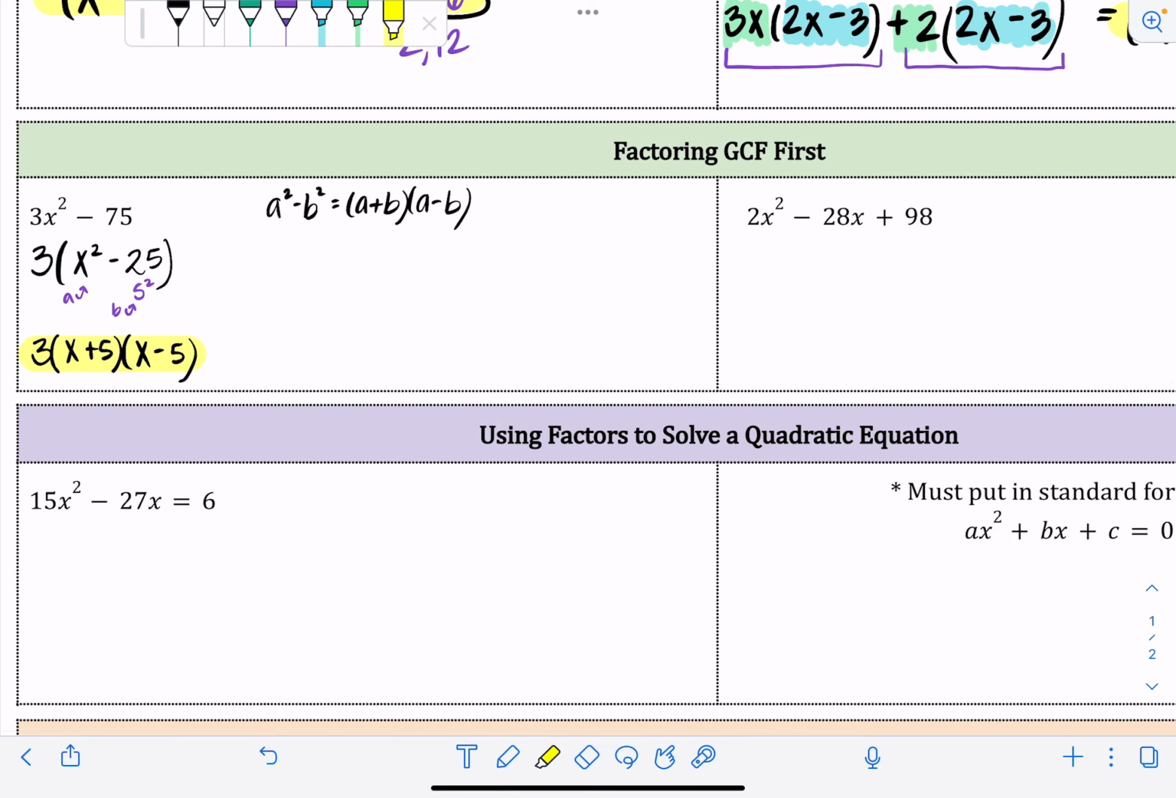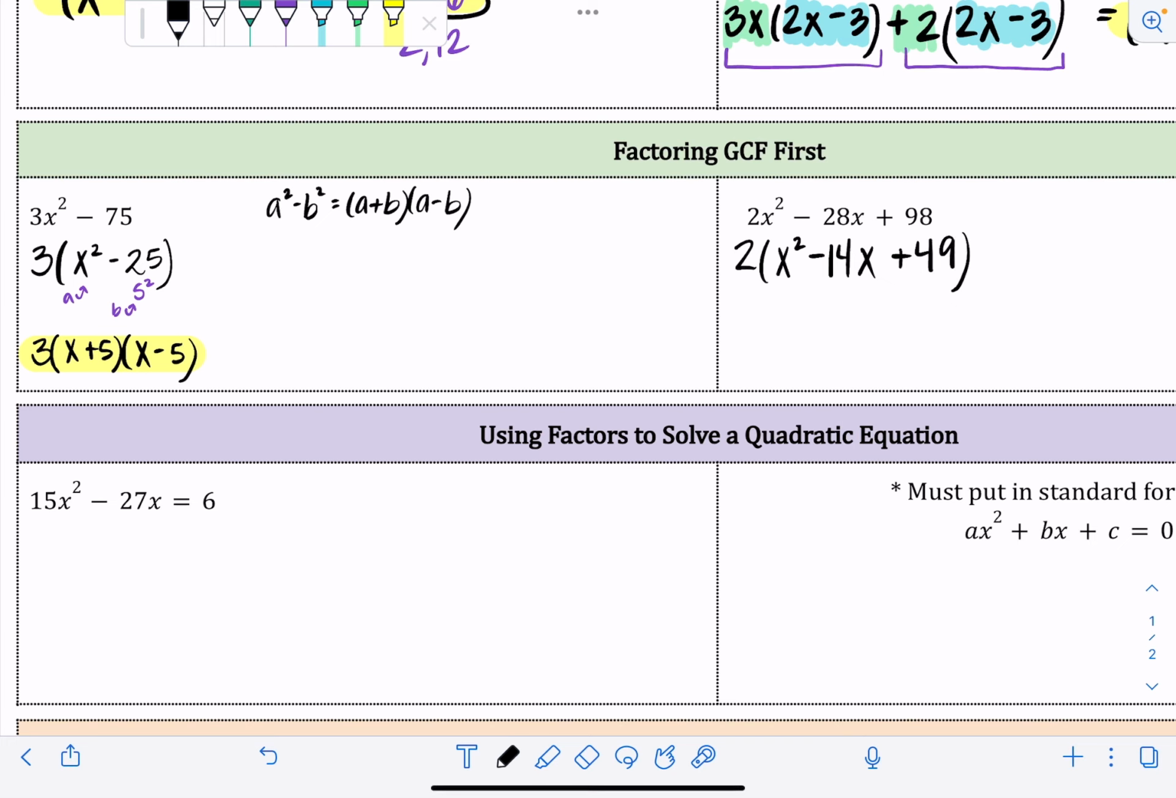Okay, and then the next one over here on the right is 2x squared minus 28x plus 98. All these numbers, 2, 28, and 98, are all divisible by 2, so they have a greatest common factor as well. So I'm going to pull that out. It's like undistributing it from the problem. When I take that out of the 2x squared, it leaves me with x squared. When I take it out of the minus 28x, it would leave me with negative 14x, because we would do negative 28x divided by 2. And if I take the 98 and divide the 2 out, it would leave me with 49.